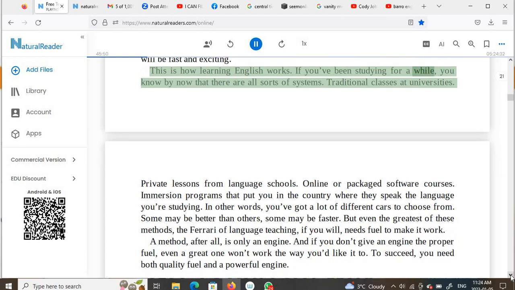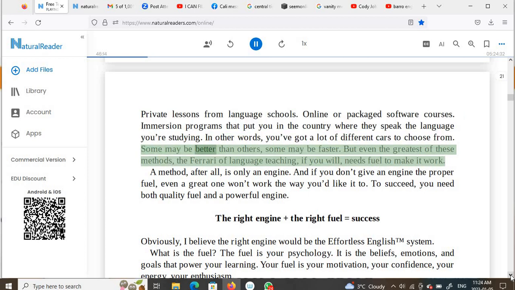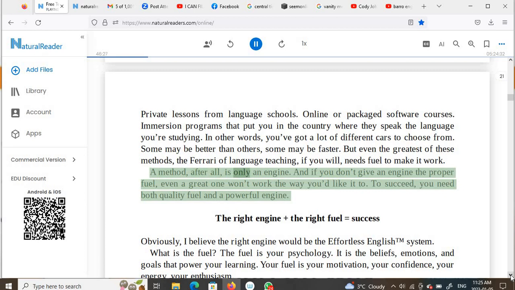If you've been studying for a while, you know by now that there are all sorts of systems. Traditional classes at universities, private lessons from language schools, online or packaged software courses, immersion programs that put you in the country where they speak the language you're studying. In other words, you've got a lot of different cars to choose from. Some may be better than others, some may be faster. But even the greatest of these methods, the Ferrari of language teaching, if you will, needs fuel to make it work. A method, after all, is only an engine.